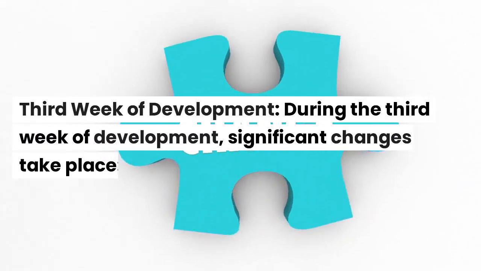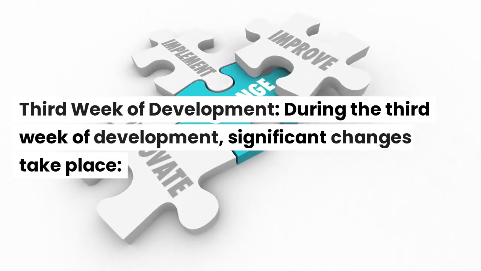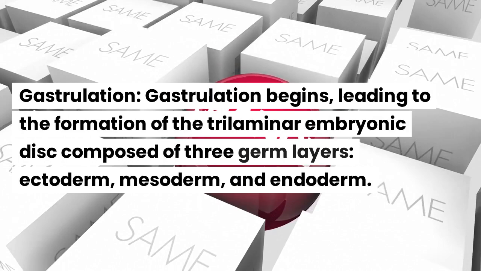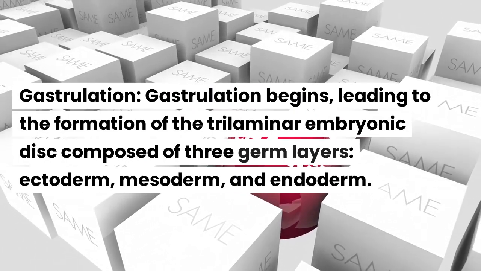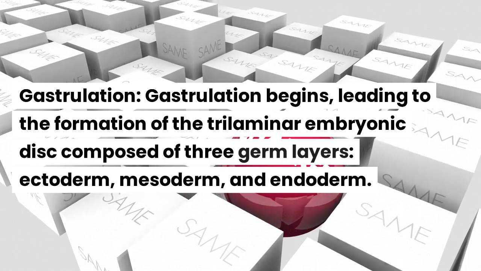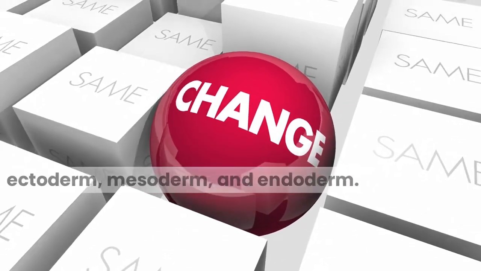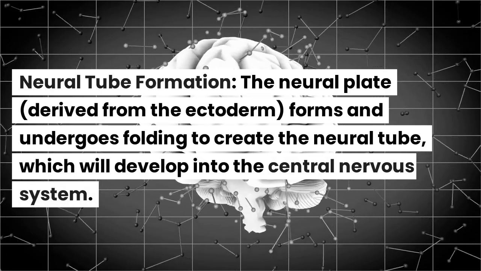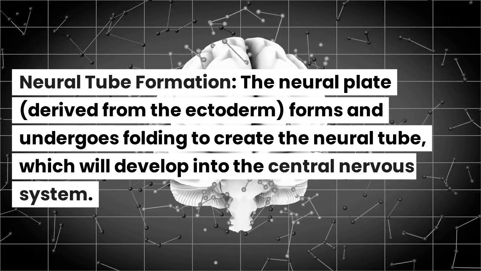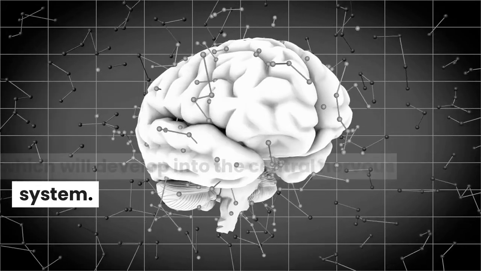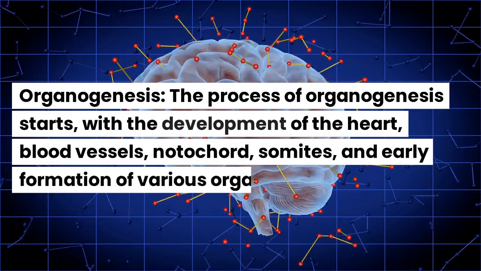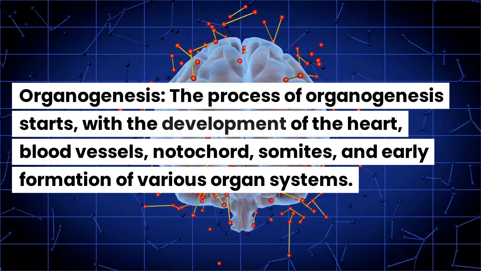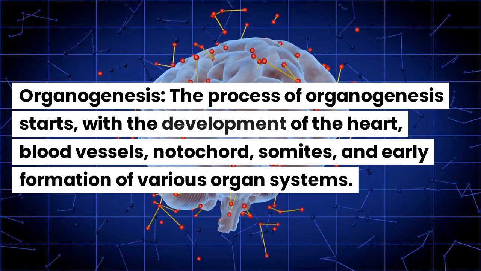Third week of development. During the third week of development, significant changes take place. Gastrulation. Gastrulation begins, leading to the formation of the trilaminar embryonic disc composed of three germ layers: ectoderm, mesoderm, and endoderm. Neural tube formation. The neural plate, derived from the ectoderm, forms and undergoes folding to create the neural tube, which will develop into the central nervous system. Organogenesis. The process of organogenesis starts with the development of the heart, blood vessels, notochord, somites, and early formation of various organ systems.